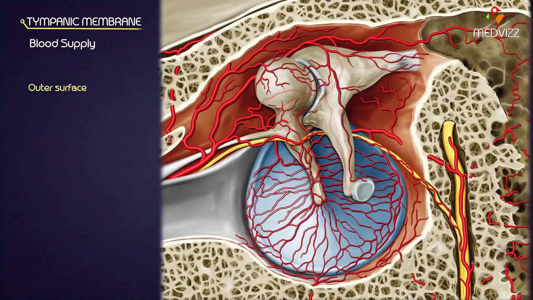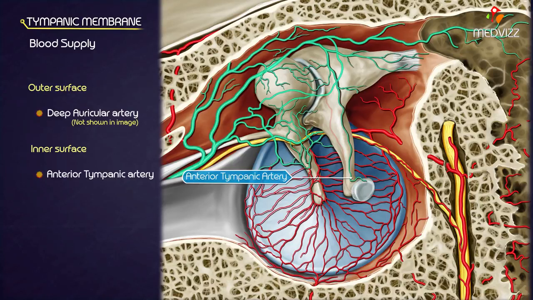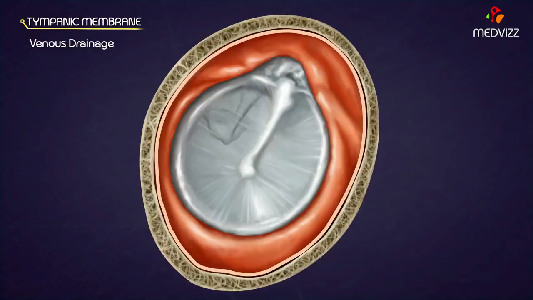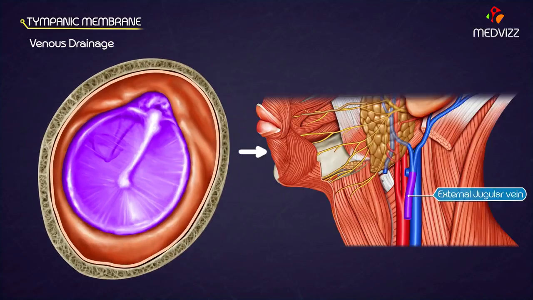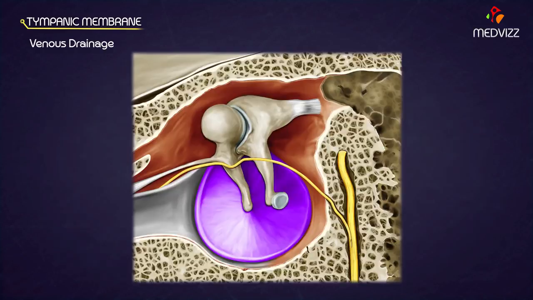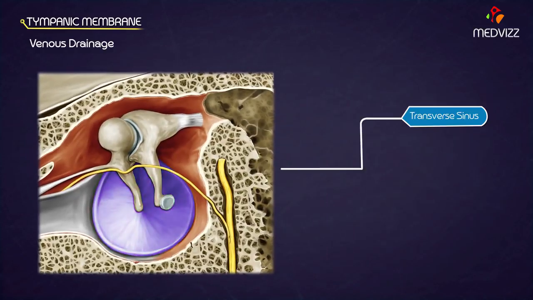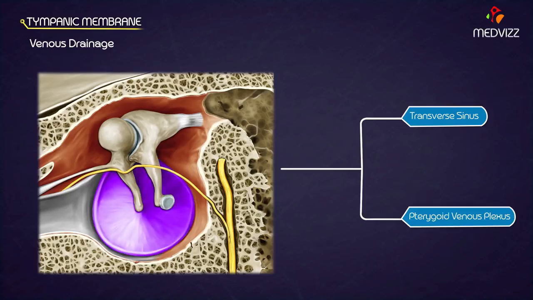Blood supply. The outer surface is supplied by the deep auricular artery, a branch of the first part of the maxillary artery. The inner surface is supplied by the anterior tympanic artery, a branch of the first part of the maxillary artery, and the posterior tympanic artery, a branch of the stylomastoid artery. Venous drainage. Veins from the outer surface drain into the external jugular vein. Veins from the inner surface drain into the transverse sinus and the pterygoid venous plexus.